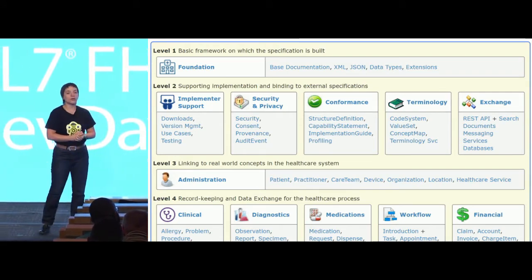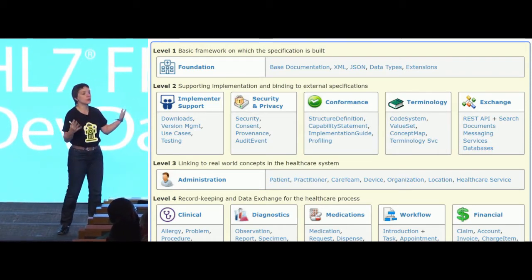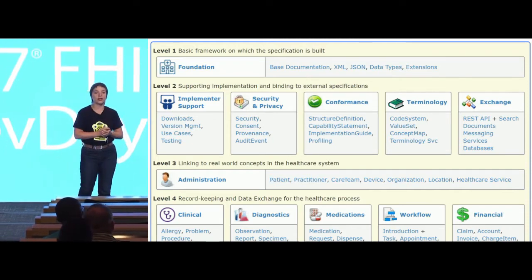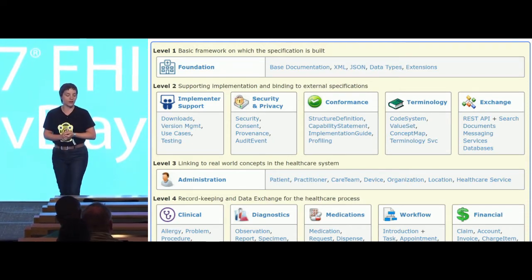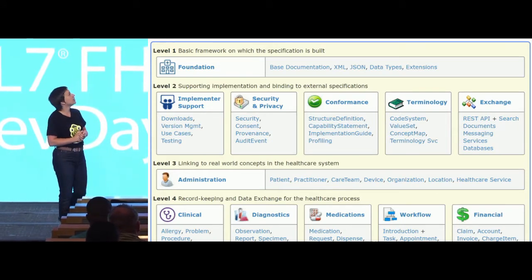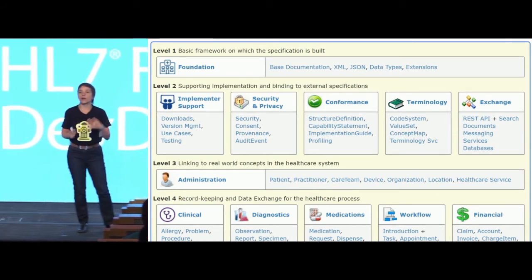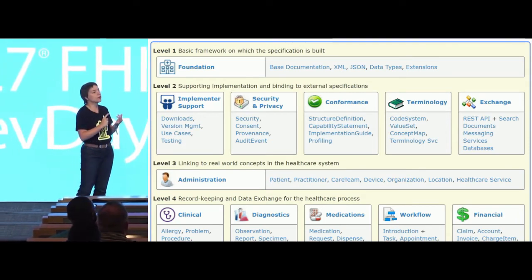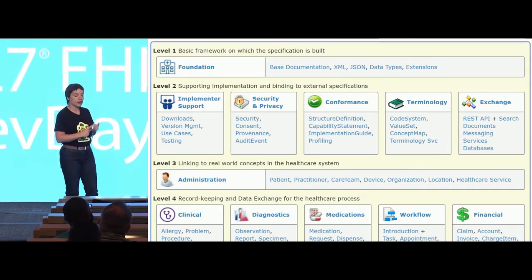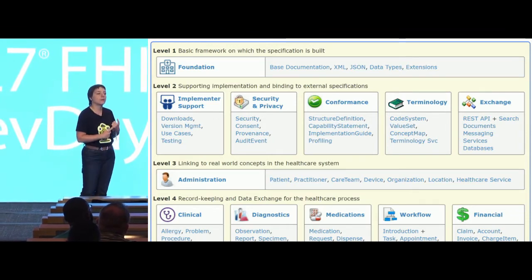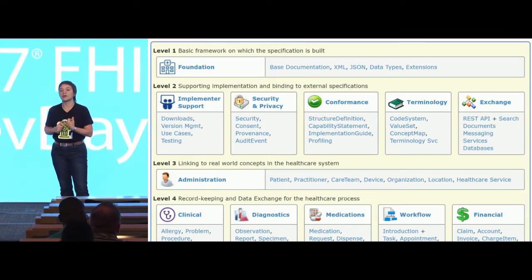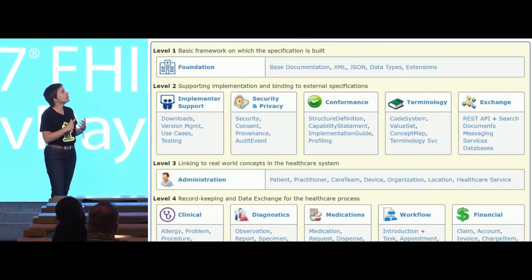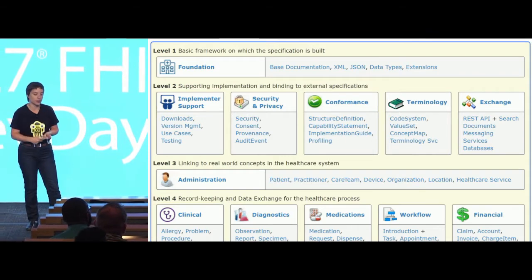In the foundation, you will find description on how to use the underlying technology, basically all the general information that you need to have before you get started. And on level 2, you will find implementer support. That's basically where you get the download links, where you find public test servers, where you find your libraries that you need. Then we have this security and privacy part where you can learn how to make secure applications, how to capture provenance, audit events, patient consent, etc.